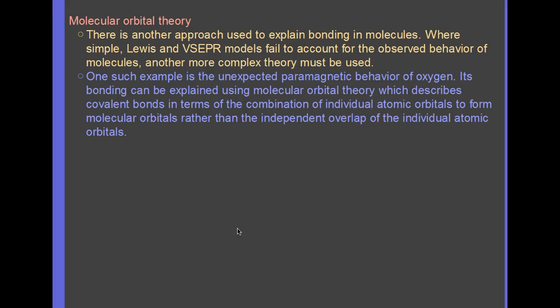So, molecular orbital theory. There is another approach used to explain bonding in molecules where simple Lewis and VSEPR models fail to account for the observed behavior of molecules. Another more complex theory must be used. One such example is the unexpected paramagnetic behavior of oxygen. Its bonding can be explained using molecular orbital theory, which describes covalent bonds in terms of the combination of individual atomic orbitals to form molecular orbitals rather than independent overlap of individual atomic orbitals.